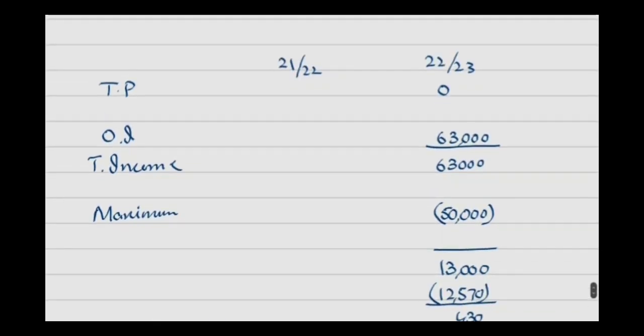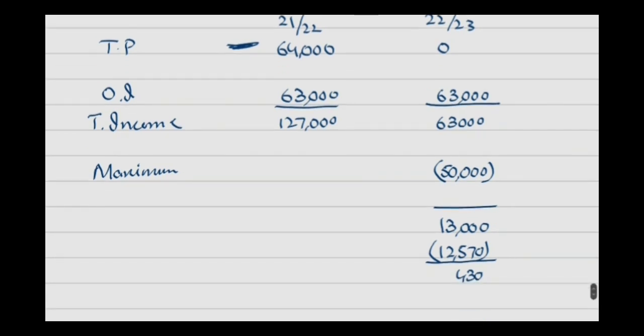Now in 21-22 we have a trading income of 64,000 and other income of 63,000. So total income is 1,27,000. First we are setting off loss against the trading profit, and if we are setting off loss against the same trade profit, no restriction is applicable. So the whole 64,000 of loss can be set off against this same trade profit.